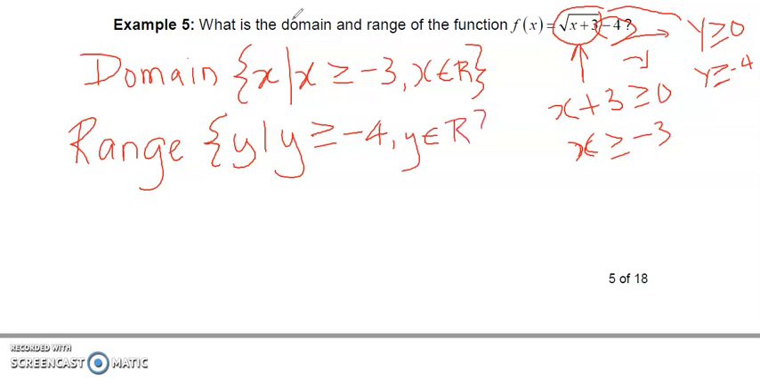Some of you are also giving domain and ranges using interval notation instead of set notation, and that would be fine as well if you know how to do that. So this finishes up today's lesson. We've looked at x and y intercepts, vertical asymptotes, horizontal asymptotes, and domain and range of the function.